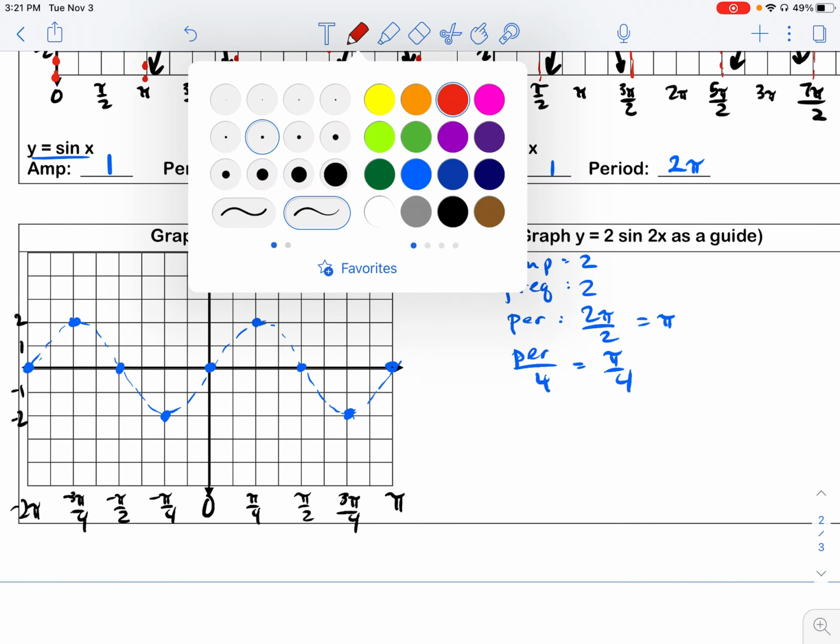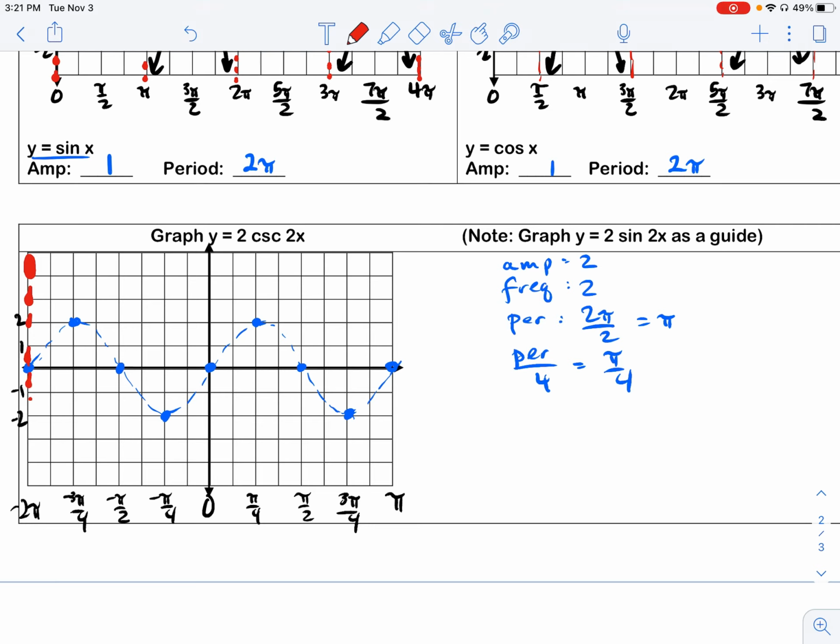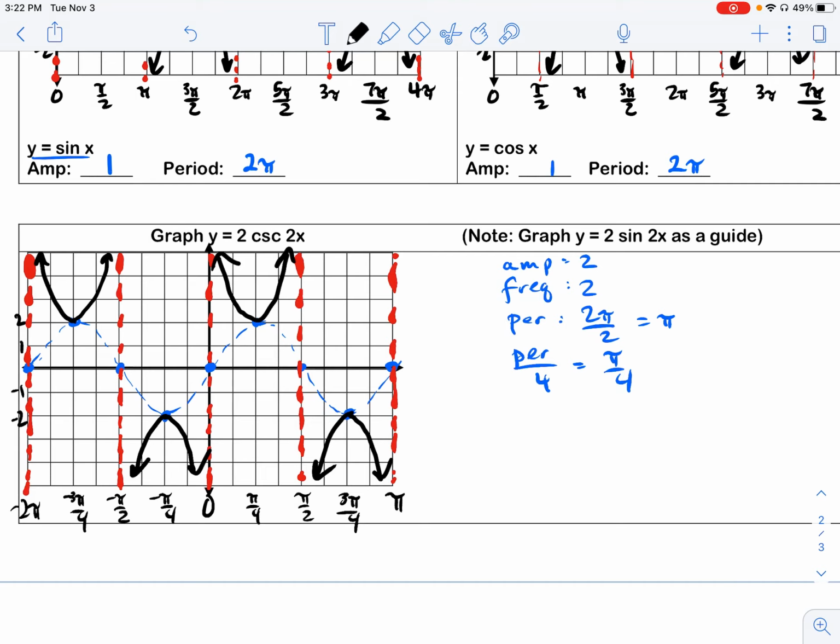Again, I want to graph asymptotes wherever there was a 0, because the reciprocal of 0 is undefined. And then from there, I'm just going to graph. Oops. Let's chill out on that a little bit. All right. Just going to graph these. Okay. So there's my graph.